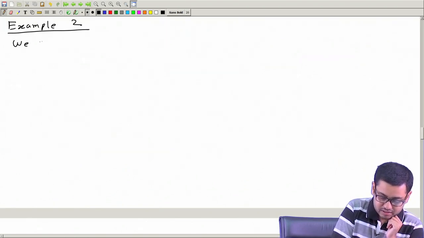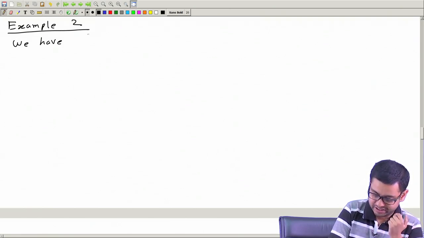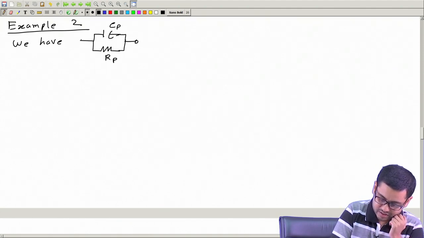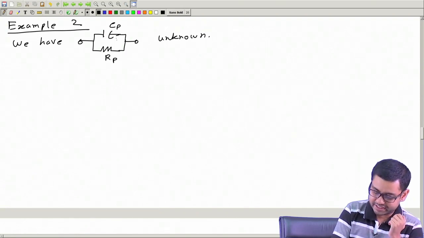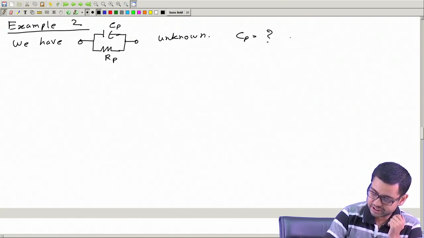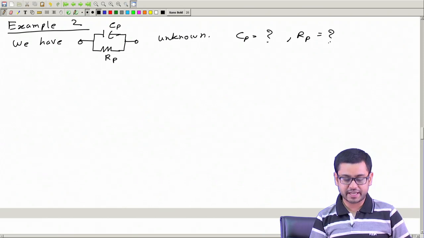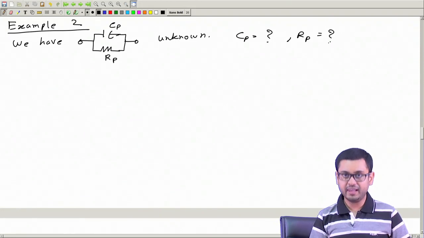Say we have a practical leaky capacitor, which we can always model as we have seen like this, Cp and Rp. So, we have this unknown. We have to measure Cp equal to how much and Rp equal to how much. This is the task, and for that we have to design a bridge, and we will design a bridge which is simple and easy. That is the idea.